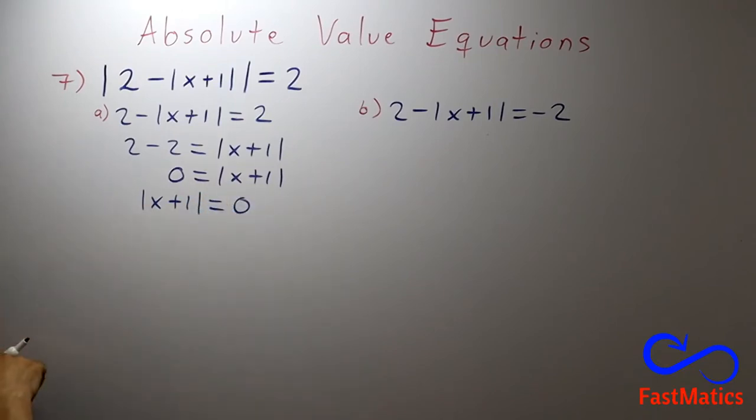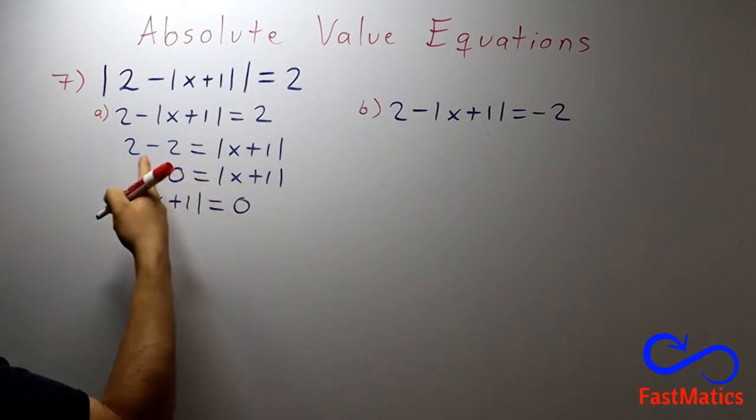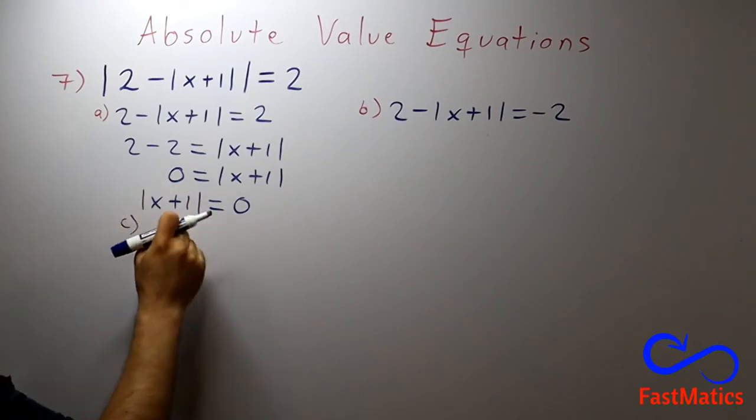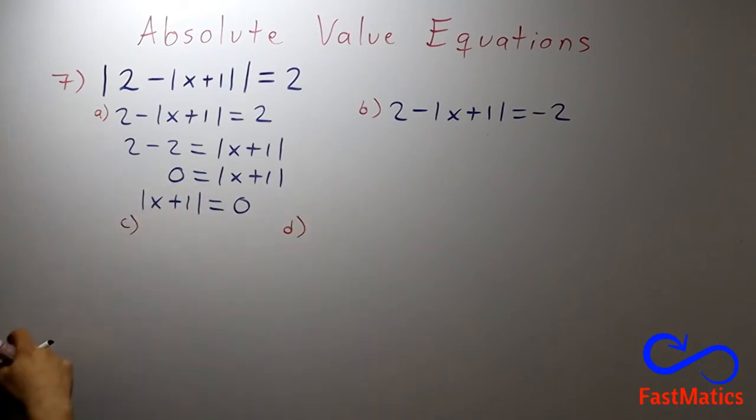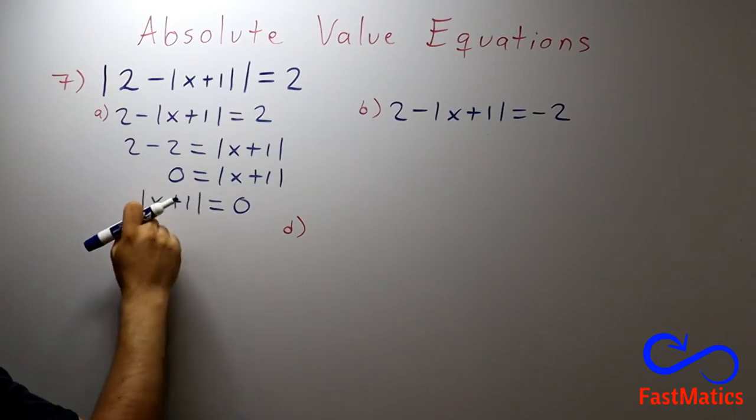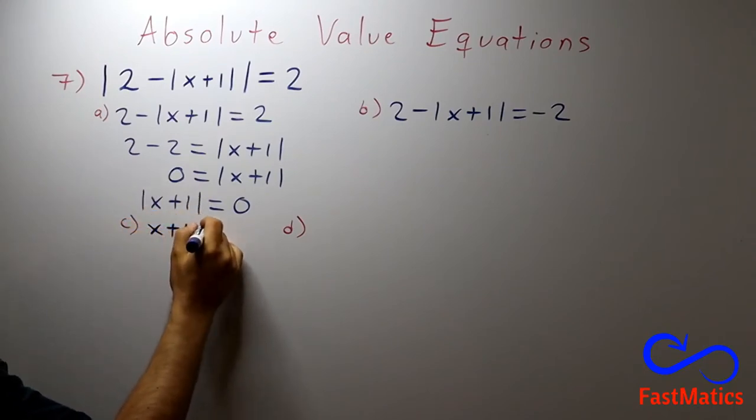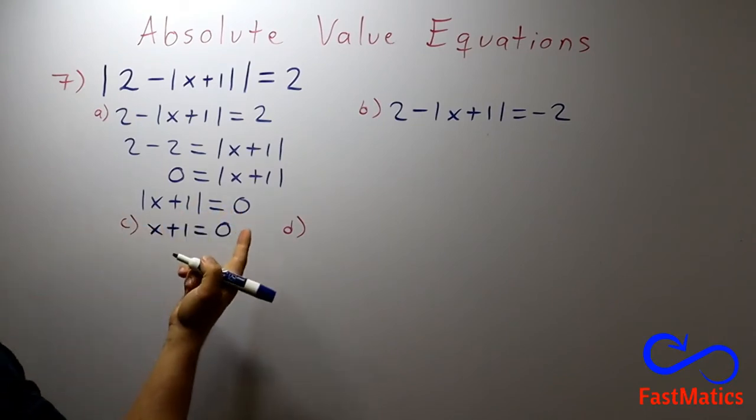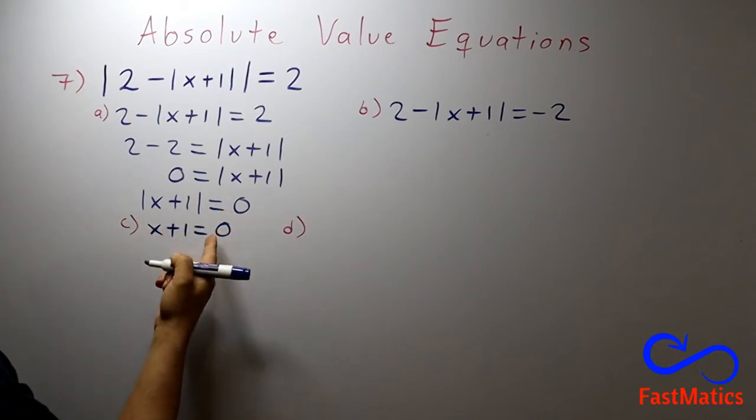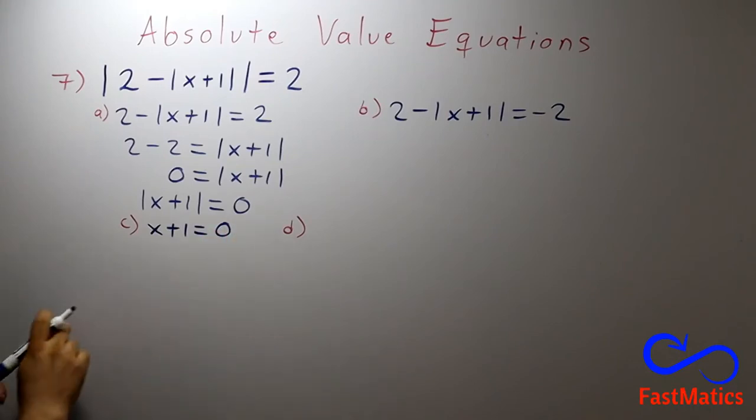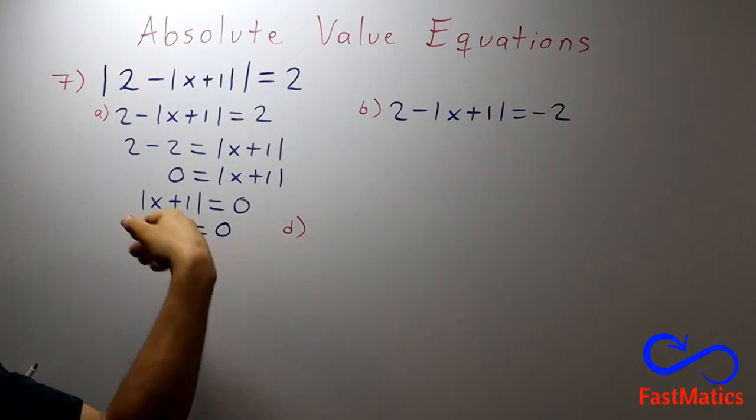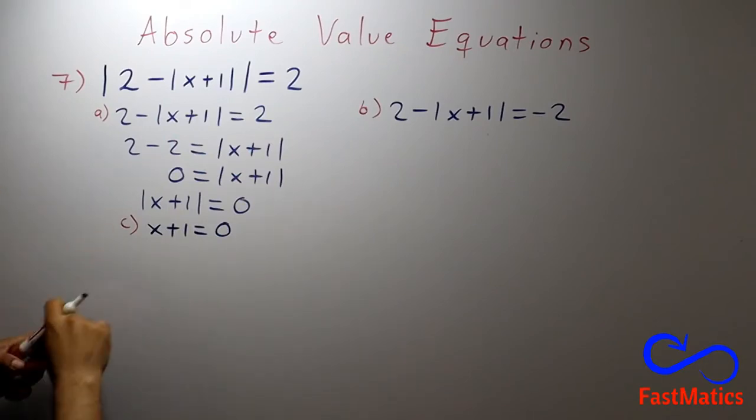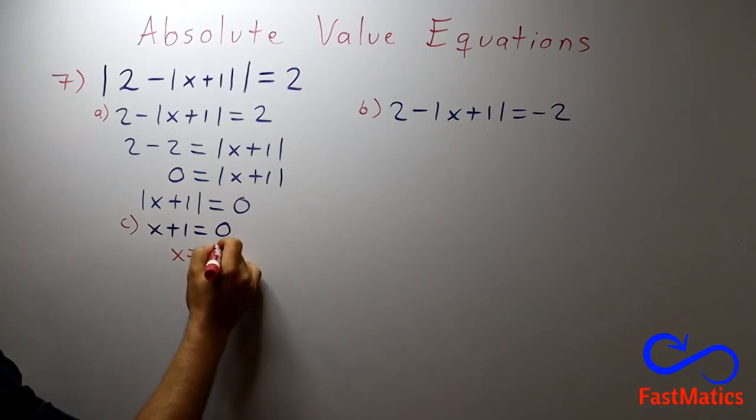And here I have one more time two possibilities. I will write A, B, C and D. The expression inside the absolute value will be equal to this part in positive. But I have a 0. A 0, positive or negative, it is the same. So I will not need this part. I solve it and the answer will be x is equal to negative 1.